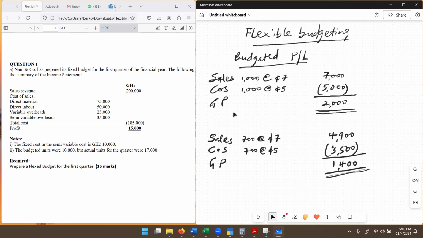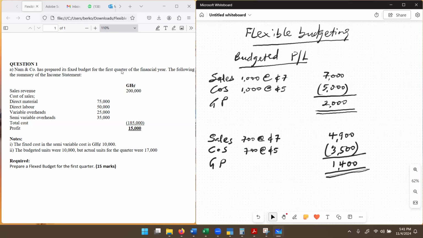So if you want to flex the budget, it's as simple as that. Always look for the new activity level based on which you want to flex the budget and multiply that with the selling price per unit or cost per unit. You see, we use the current activity level to multiply the original selling price, which was 7. So the same we are using here. The original cost of sales per unit was 5. The only thing we are changing is what? The new activity level. And for fixed costs, they will remain the same.